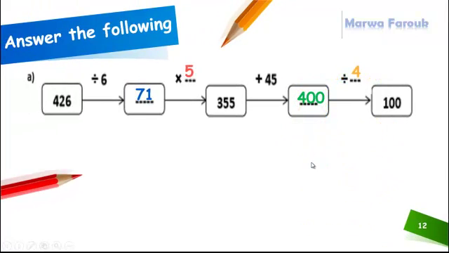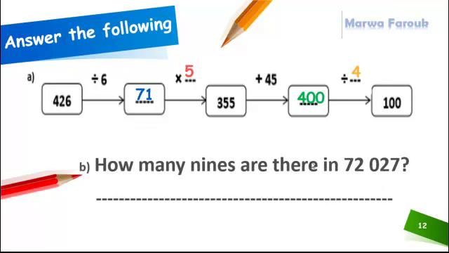Is it easy? Okay, let's take another kind of exercise, which is: how many 9s are there in 72,027? When we say how many 9s in a number, we are going to make division. Okay, so here we will divide 72,027 divided by 9.